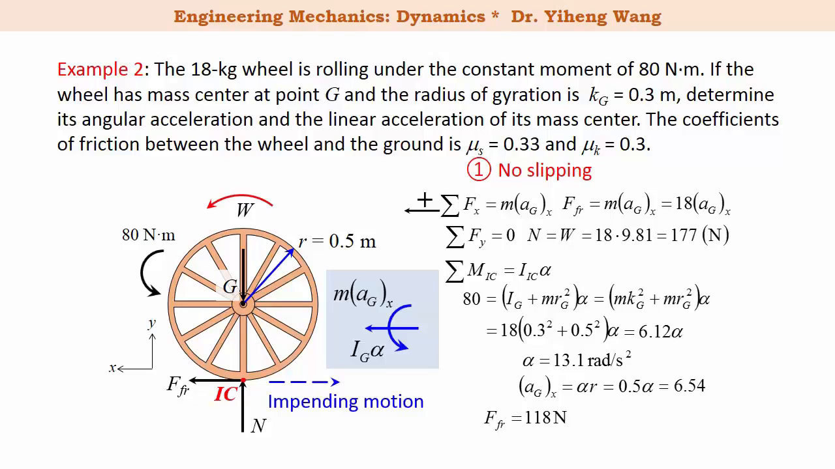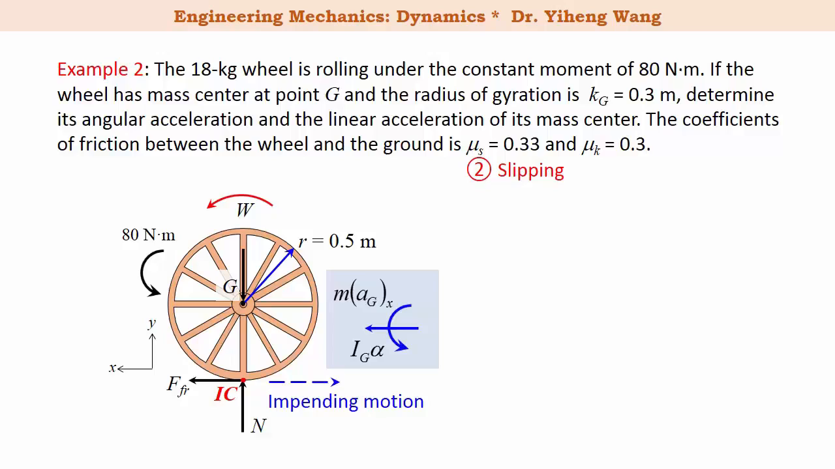However, how do we determine if slipping occurs or not? If this frictional force exceeds the maximum static friction, which is calculated by mu s times normal force, then it means that slipping does occur. In this case, the frictional force calculated is 118 Newton, but mu s N is only 58.4 Newton. Therefore, we can draw the conclusion that slipping does occur, and the frictional force between the wheel and the ground is actually kinetic friction.